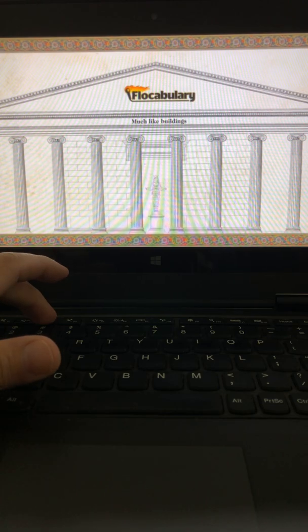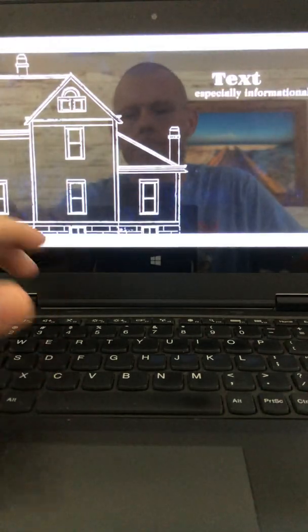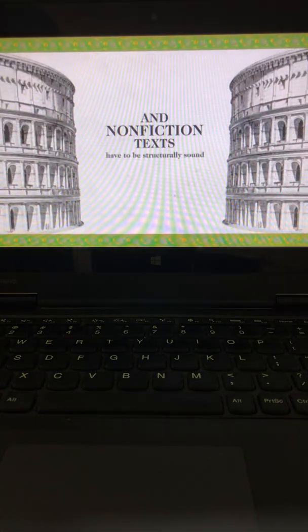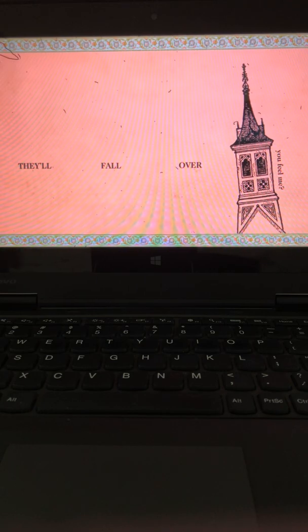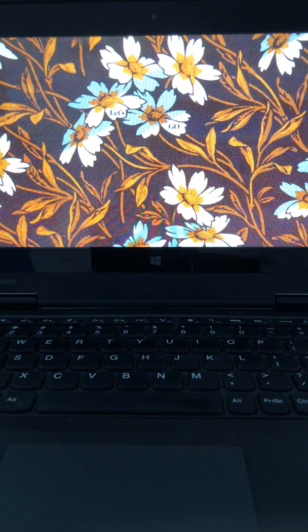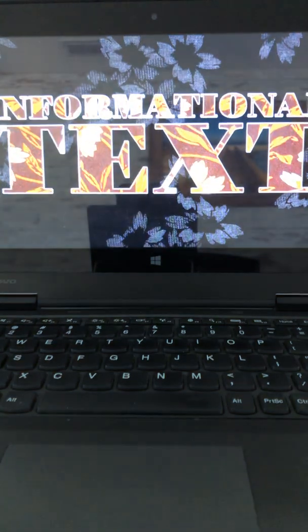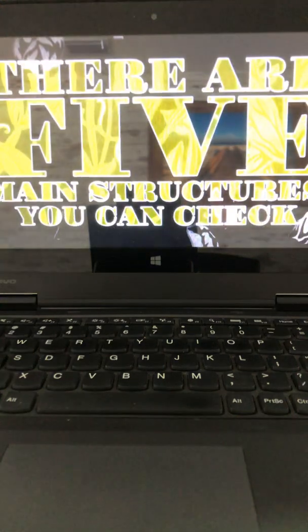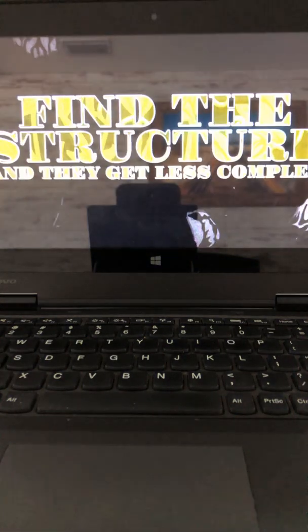Much like buildings, text, especially informational and non-fiction text, have to be structurally sound, or else they'll fall over. You feel me? Yeah, let's get it. Let's go! When you read informational text, you see the pattern and the way that it's written. There are 5 main structures you can check. Find the structure and they get less complex. Let's flex and break down all 5. Follow me, the text structure mastermind.